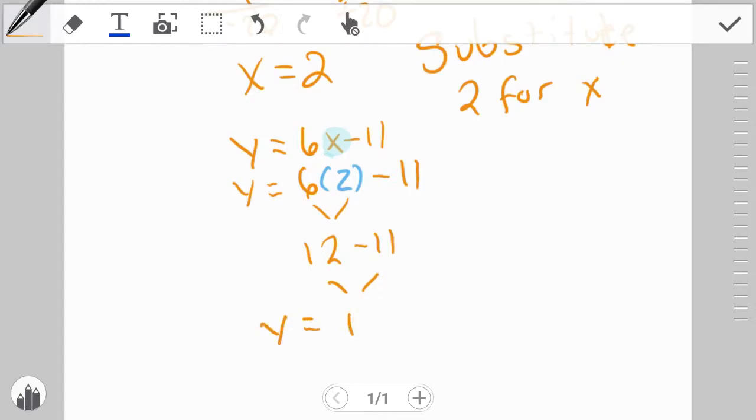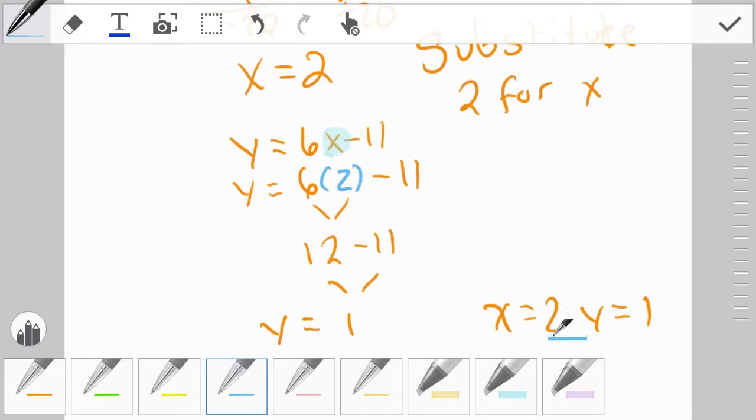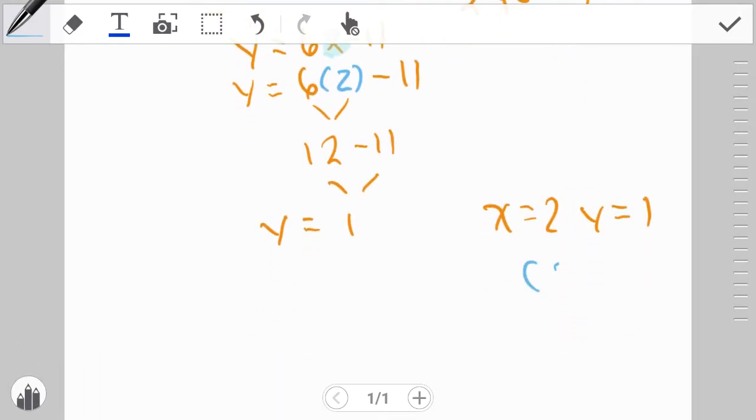So y equals 1. So since we know that x equals 2 and y equals 1, we can actually state our answer as the point (2, 1). And that is our answer. So the solution is (2, 1).